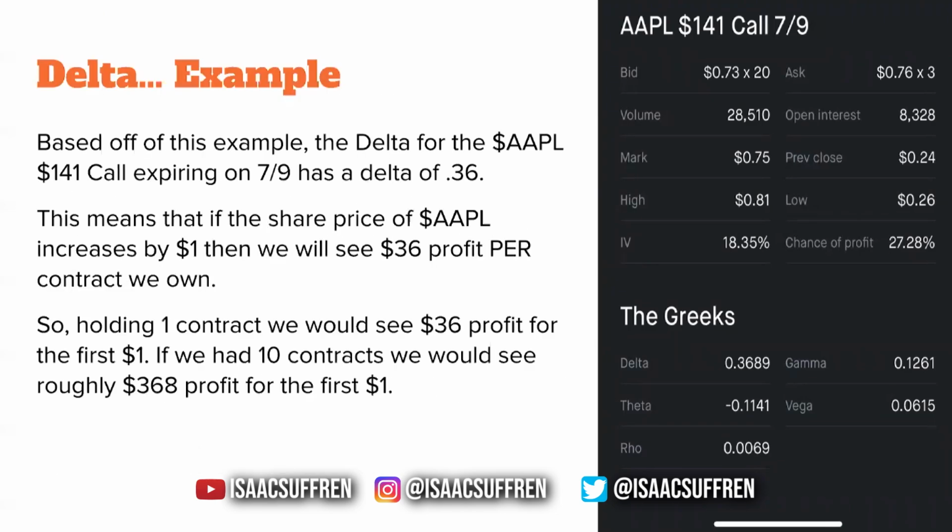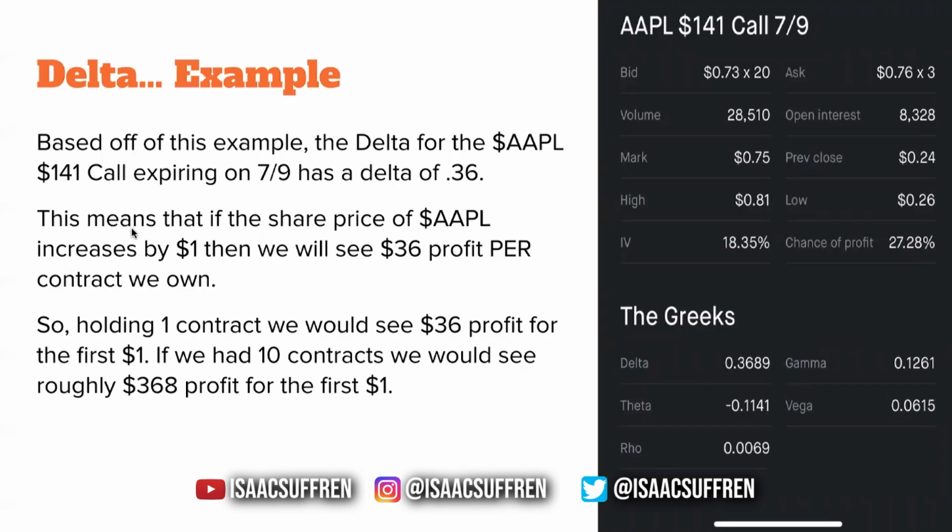Let's go over an example. So to our right, we have the Apple 141 call expiring July 9th. So the delta for Apple is 0.36, right? You can see it right here. It says the Greeks. This is just a quick screenshot of Robinhood. This is a very old screenshot, so don't look at it right now. But as you can see, the delta is 0.36.